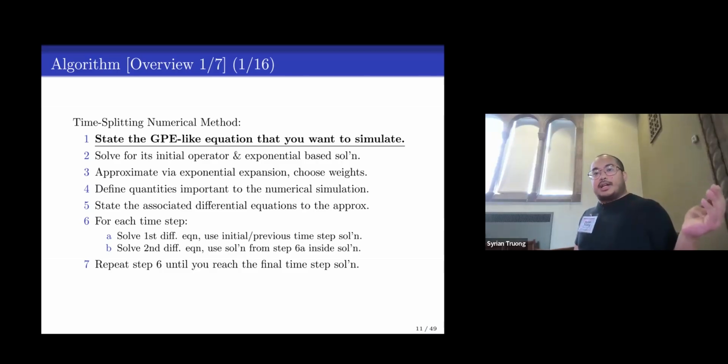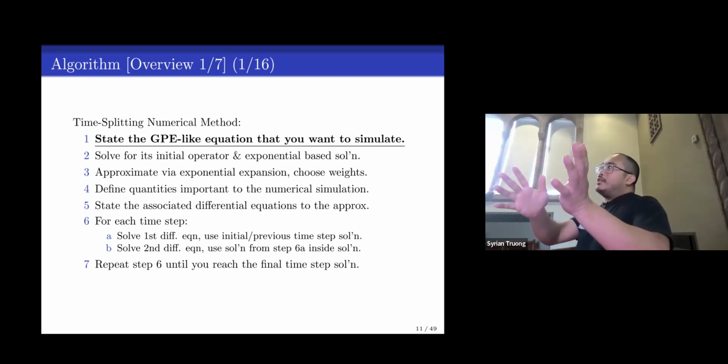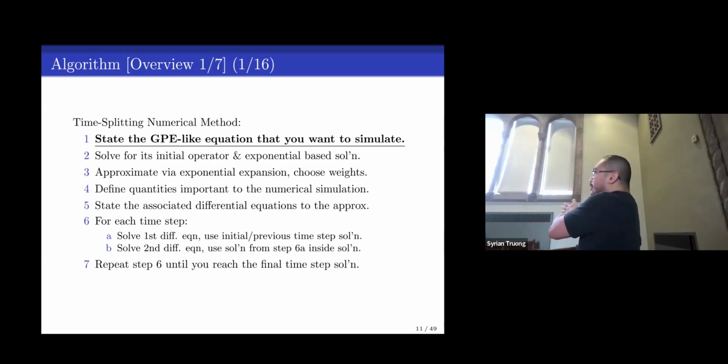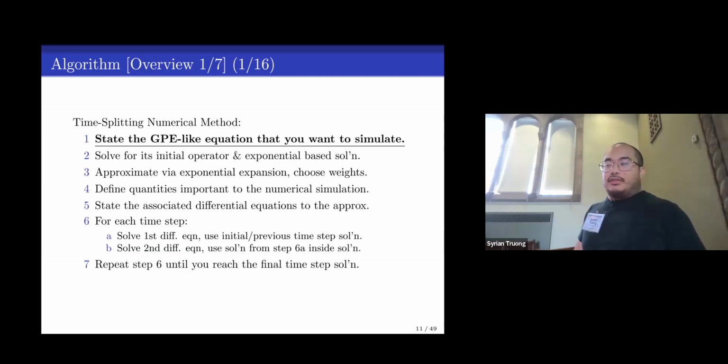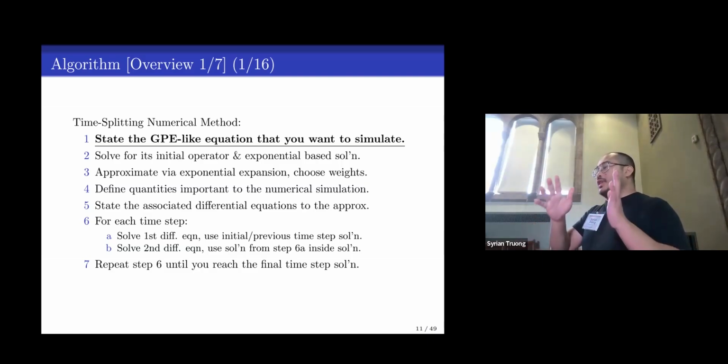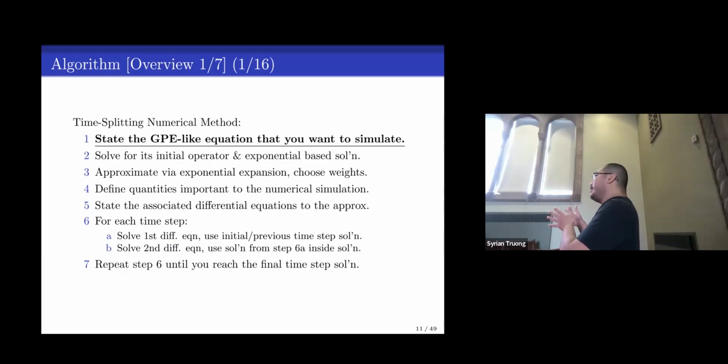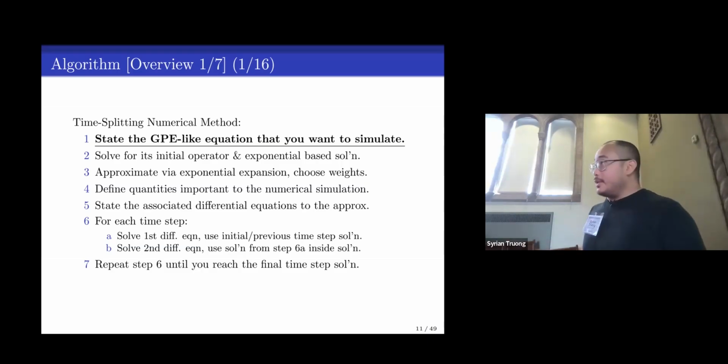So we're going to state the Gross-Pitaevskii-like equation that we want to simulate. We're going to solve for the initial operator and exponential-based solution, approximate via exponential expansion, choose the weights, which is the Lee and Tuong part, define quantities that are important to the numerical simulation, talk about how you want to scale things for computational cost reasons, and state the associated differential equations to the approximation. So when you split it up into a Laplacian operator differential equation and the potential and nonlinear term differential equation, you then solve that Laplacian operator differential equation, utilize that solution inside the differential equation for the nonlinear and potential term, and then you just repeat that until you reach the final time step. All right, so now that's the overview.